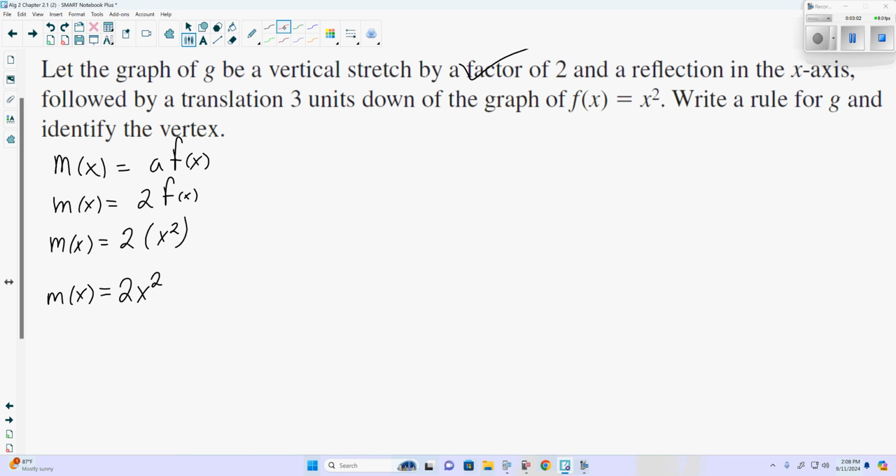Our next transformation was a reflection in the x-axis. This would be our negative f of x, or in our case, negative m of x. We're applying it to that function that we just had our transformation. Well, m of x in our case is what? 2x squared. So we'd have negative 2x squared.